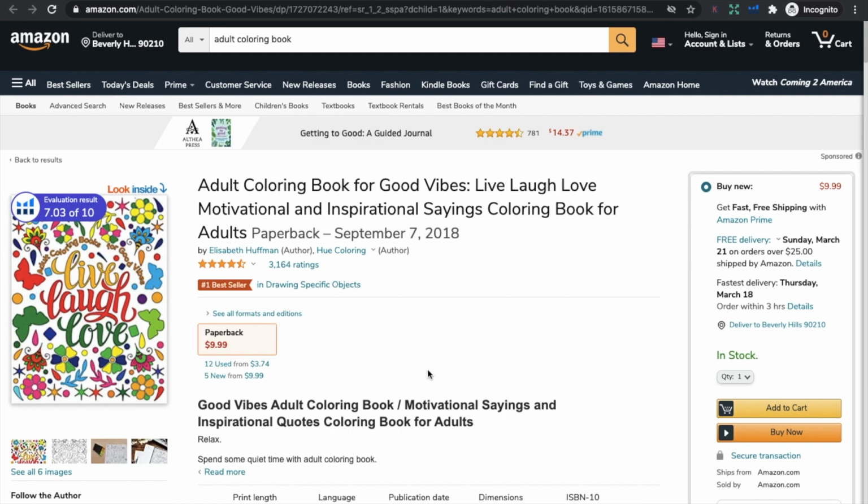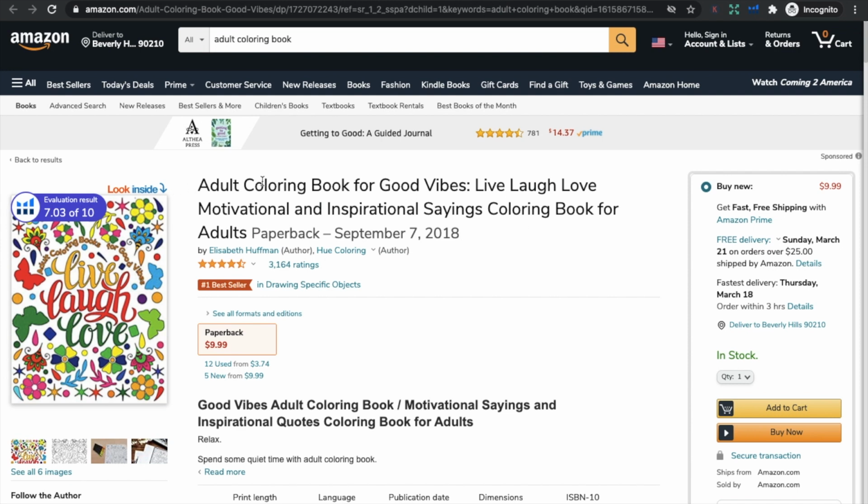This is another one which is really good. Adult coloring book for good vibes. So they've got that there, adult coloring book for good vibes. And then their subtitle, Live, Laugh, Love, Motivational and Inspirational Sayings, Coloring Book for Adults. They've added a couple of keywords in there, motivational and inspirational.